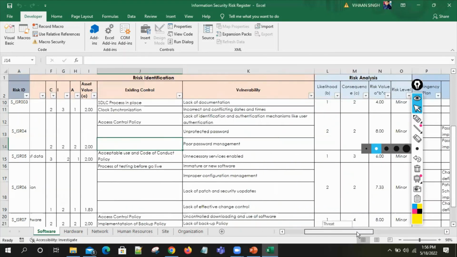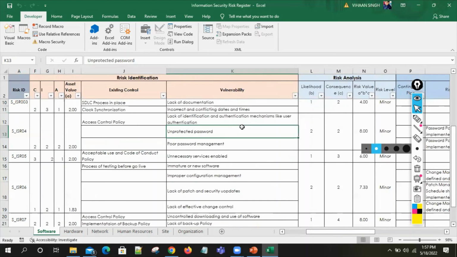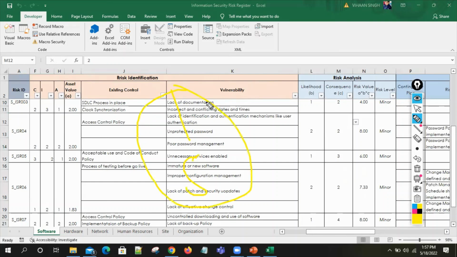After having the asset value, we identify the vulnerability. In this case, the vulnerability is unprotected passwords. The passwords we are using are unprotected. If unprotected passwords are there, what is the likelihood that the threat would exploit the vulnerability, and what would be the impact on the organization? Using the 1 to 5 matrix we have used, we give the likelihood, consequences, and the risk value. Based upon this, our risk will come.